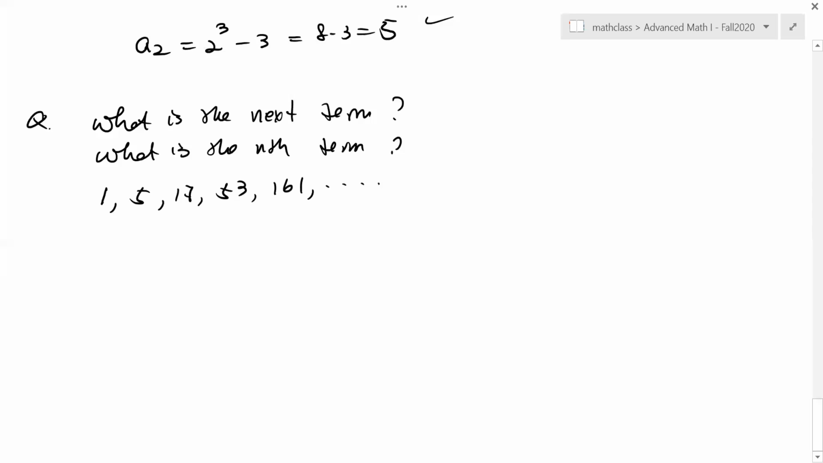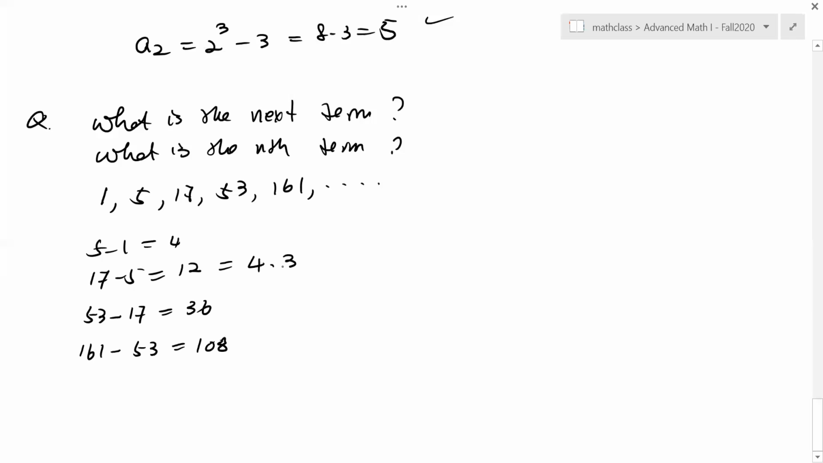Okay, so let's figure out the next term first. So we take the differences. I got a 4, right? And 17 minus 4, I get 12, right? And 53 minus 17, I got 36, right? And then you get a geometric sequence. Okay, the geometric sequence, it's a multiple of 3.